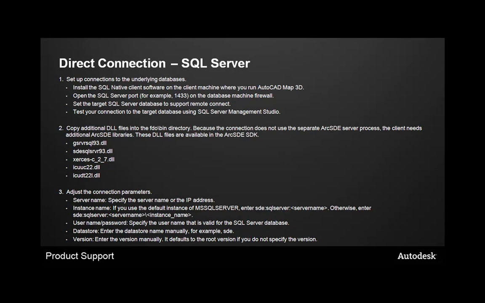the connection parameters. For the server name, you're going to specify the server name or the IP address, however you'd prefer to connect. For the instance name, the most common default is MS SQL Server. And then username and password for the database. The data store name, for example, might be SDE, and then the version. It defaults to the root version if you don't specify the version.